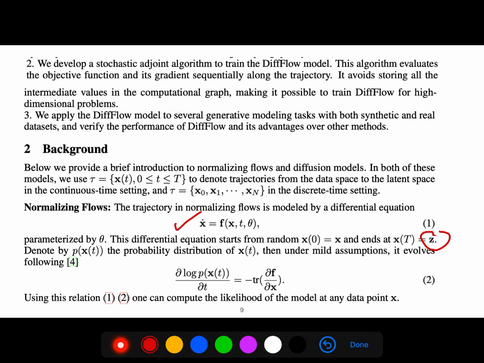So the probability distribution of x is this, and under mild assumptions, it evolves. So we know the evolution of this probability distribution that starts from random x. We know it. So we can compute the likelihood of the model at any point and any data point.